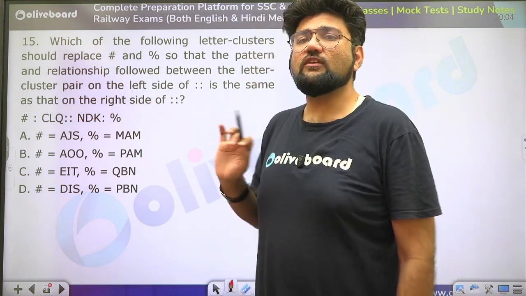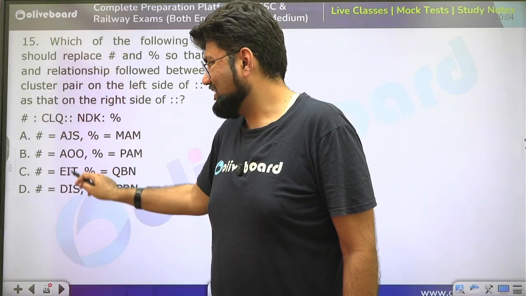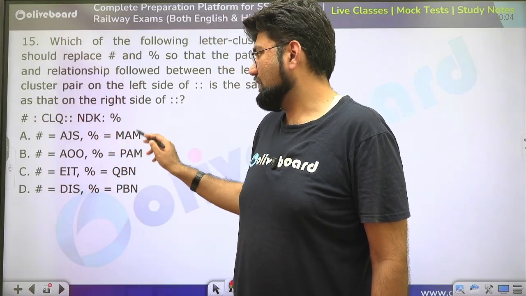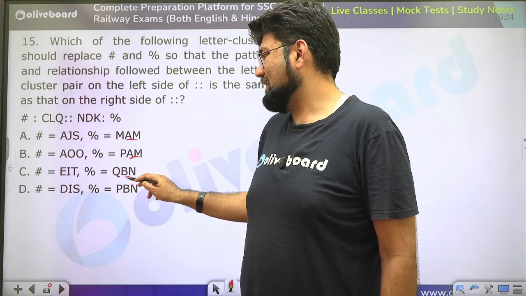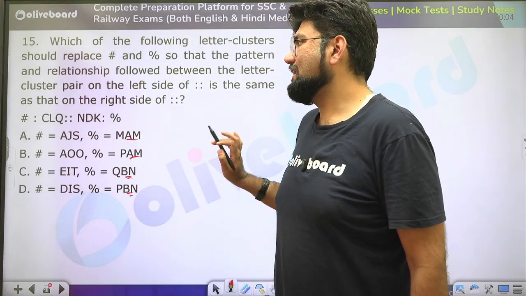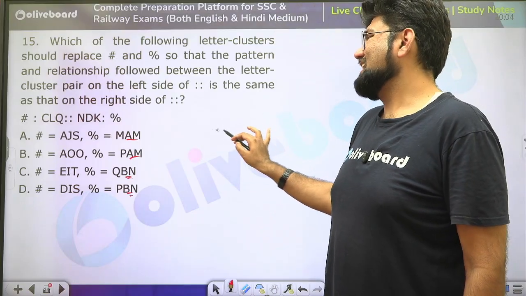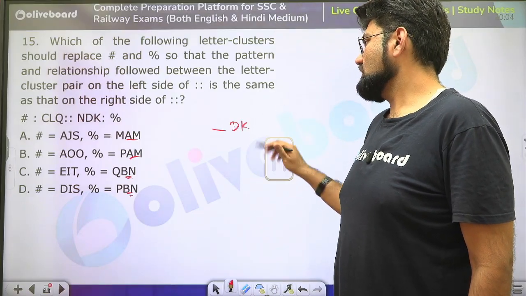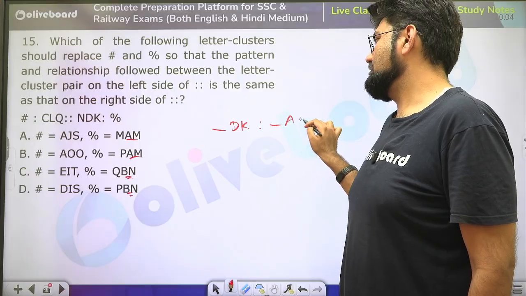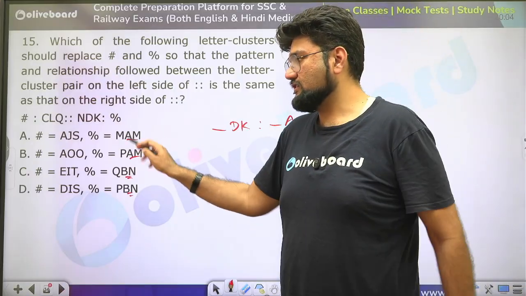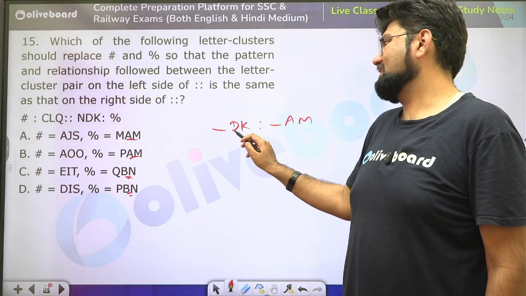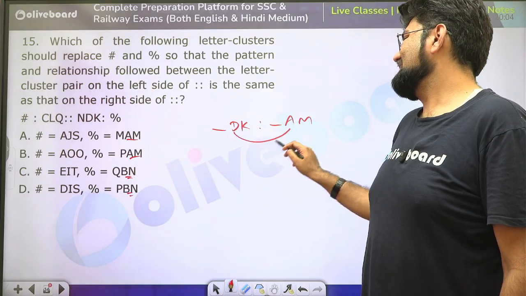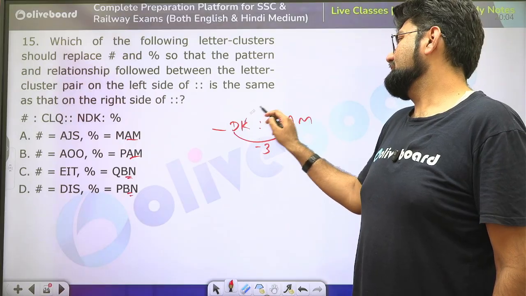So always look for things which are common. If you observe the left hand side, nothing much is common, but on the right hand side, you can see AM or BN. They are common things. So let's pick up AM here. So I will have dash DK, which is analogous to dash AM. Because I'm not sure of the first letter, I'm not writing it. So what is happening here? 4 and A, 1 minus 3, and 11 and 13 plus 2.